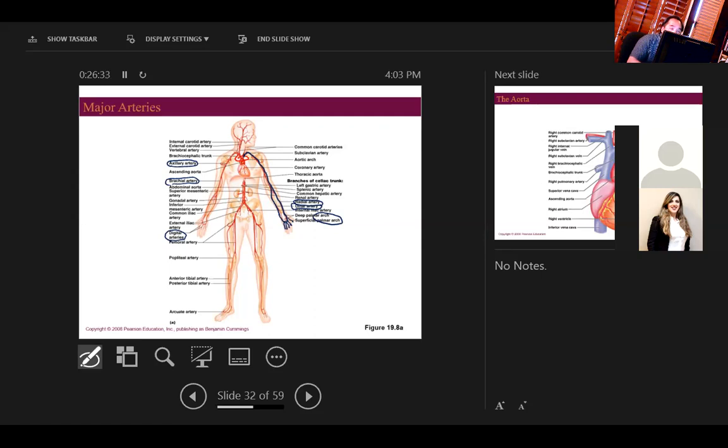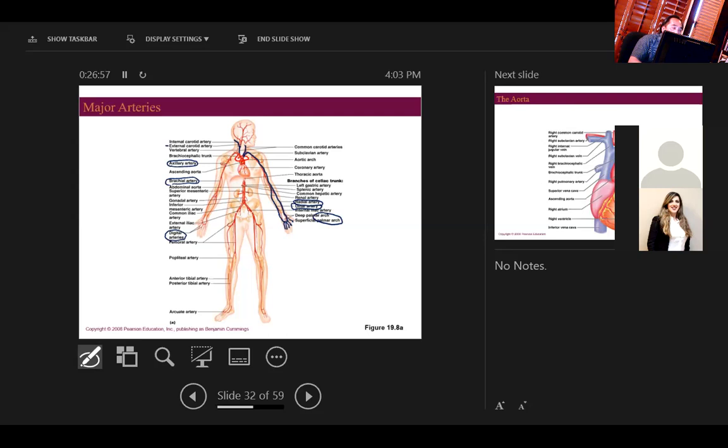The common carotid artery goes to the neck, and it's going to separate into two. The one that goes outside the face, this is the right common carotid. The one that goes outside is going to be called the external carotid artery. That's going to supply the neck and the face of the person. That's called the external carotid artery.